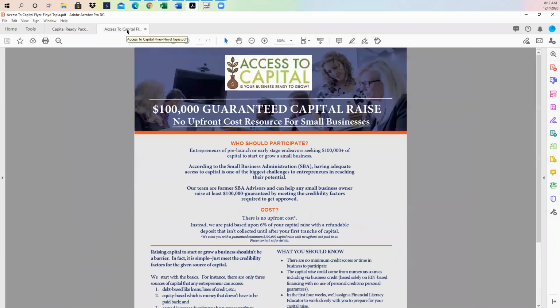Access to capital continues to probably be the lead program for most of you. No upfront cost, guaranteed $100,000 capital raise, no risk. It's great. There's no personal credit score, no minimum time in business to qualify, no upfront cost.